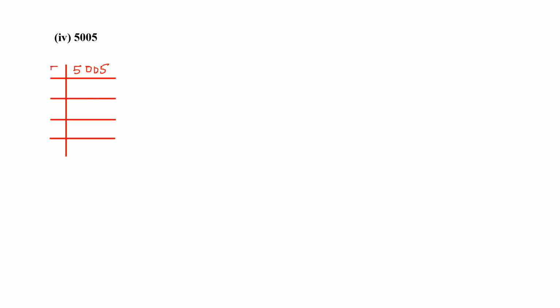So now move to the next prime number, which is 5. So 5 times 1001 will give me 5005. Now 1001 is divisible by 7. Okay, so 7 times 143, and then 11 times 13, and then 13 itself is a prime number, isn't it? So like this you have to do it, and then you can write 5005 is equal to 5 into 7 into 11 into 13.